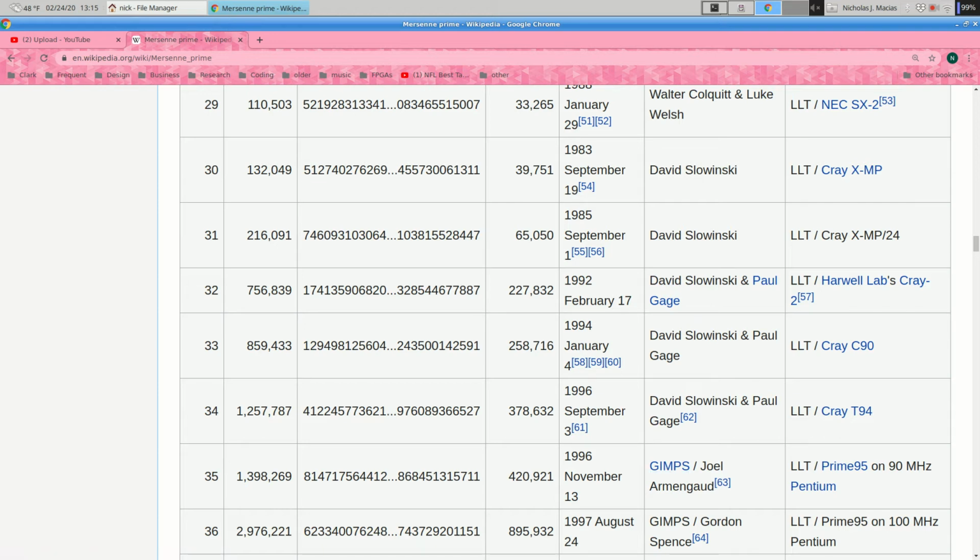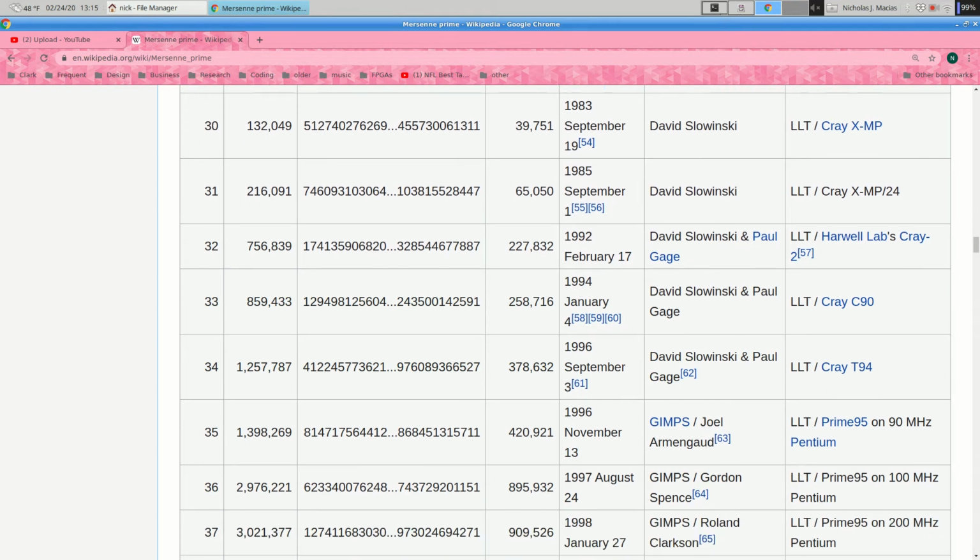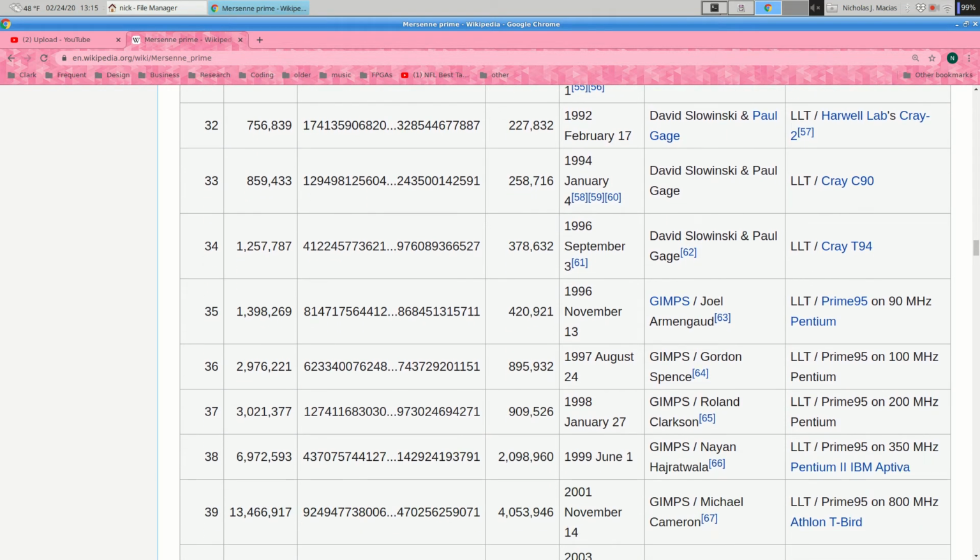GIMPS was the Great Internet Mersenne Prime Search. And this was a screensaver you could download for your PC, and instead of showing a Windows icon floating around on your screen, it would look for prime numbers, right? Mersenne primes. And it was all centralized, and your computer would be running this in the background, and if it found a prime number, it would send it back to the mothership, and you'd become famous on Wikipedia years later. So all of these primes that come after this are mostly discovered by this collaborative online search, right?